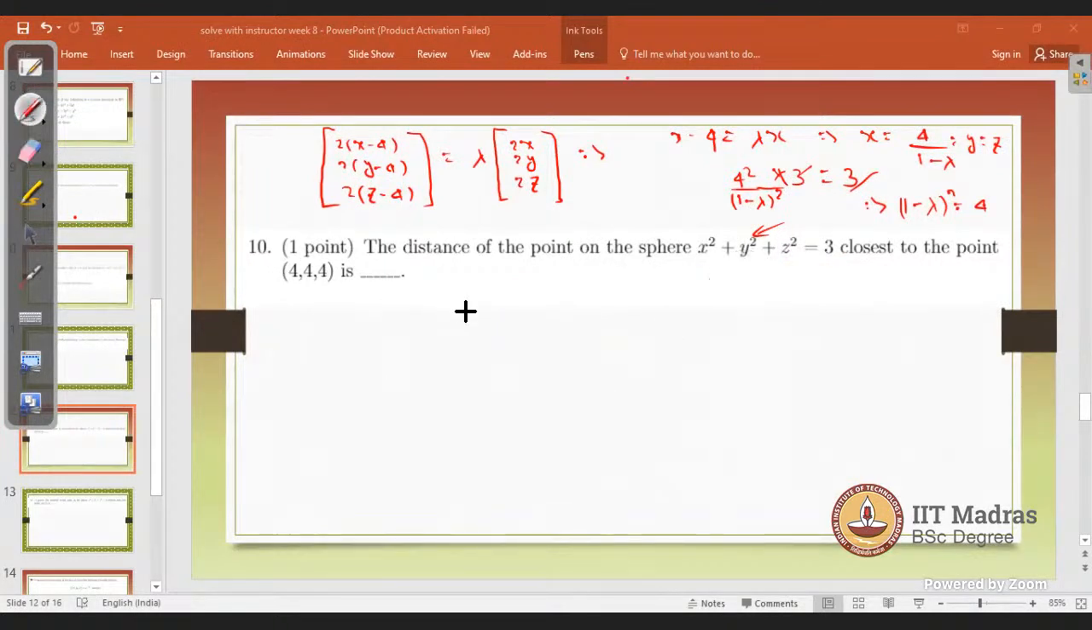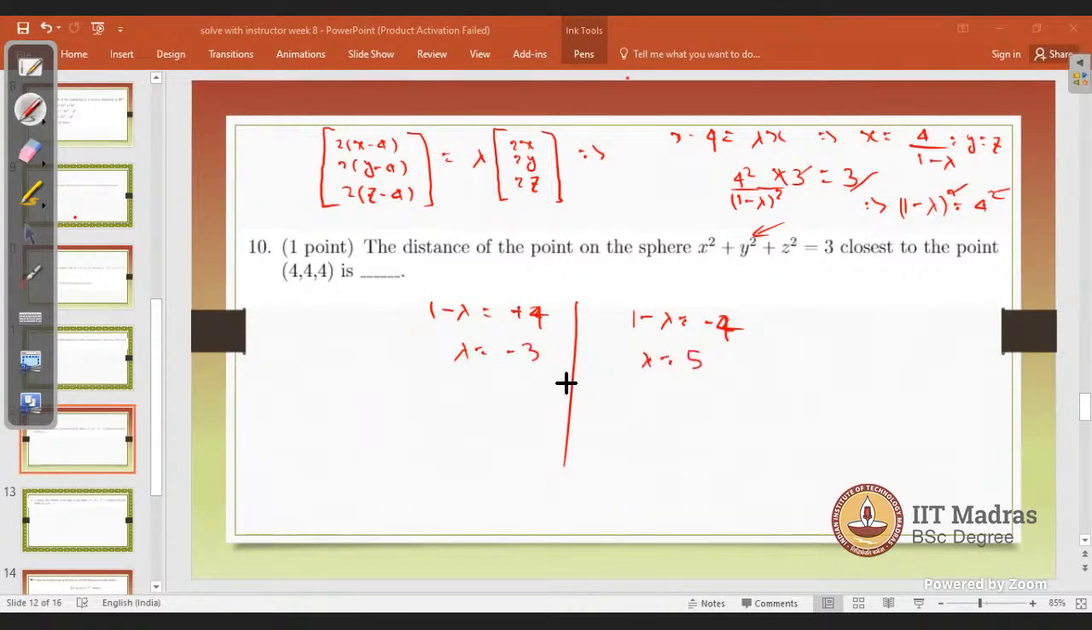So 1 minus lambda equals plus 2, and 1 minus lambda equals minus 2. Here we'll get lambda value as minus 1. Sir, it's 4 square? Okay, it is 4 square, no? Yeah, so plus minus 4 it will be. So here we will get lambda equals minus 3, and here we will get lambda equals 1 plus 4, 5.